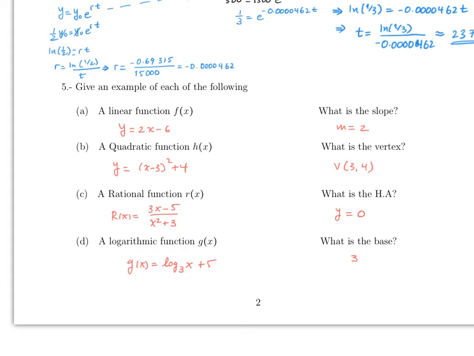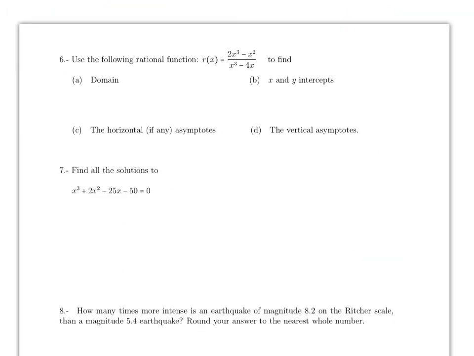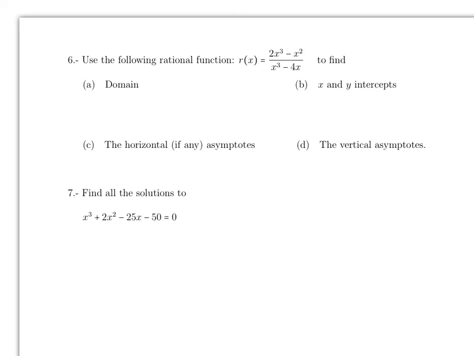Here, it actually is asking you to use a specific variable. So I guess we can do that. This should be f of x. And this one will be h of x. And this one r of x. And that's it. All right, for question number 6, it's asking you what is the domain.